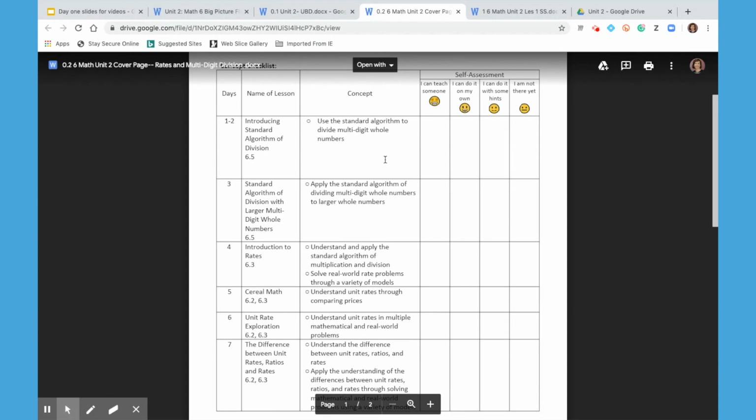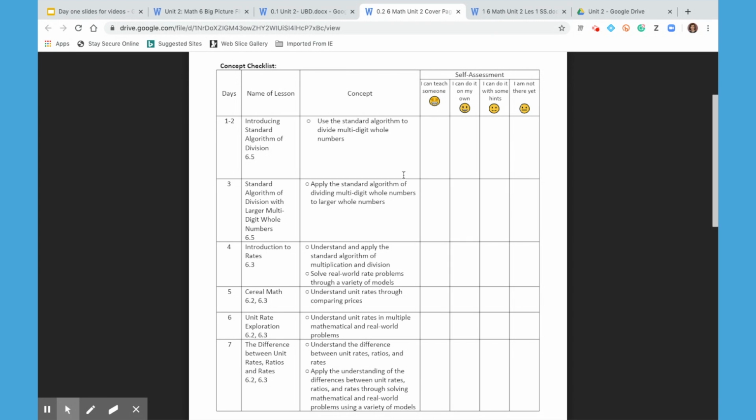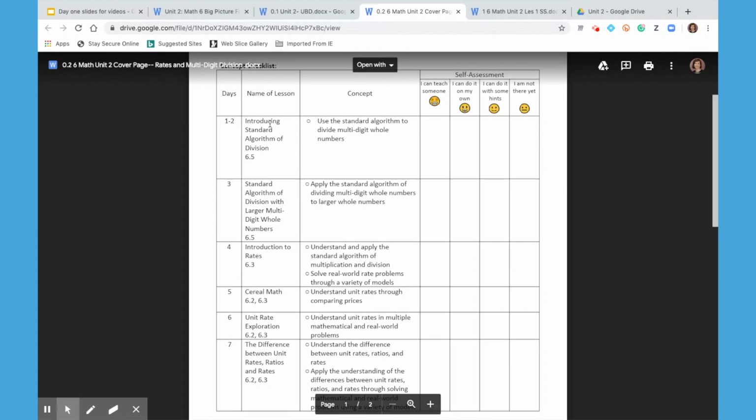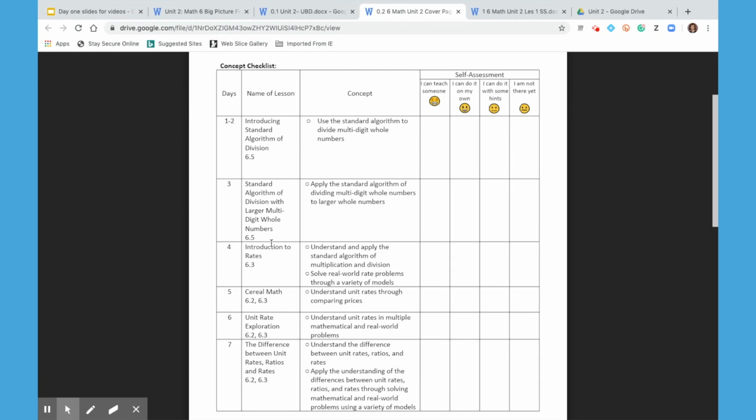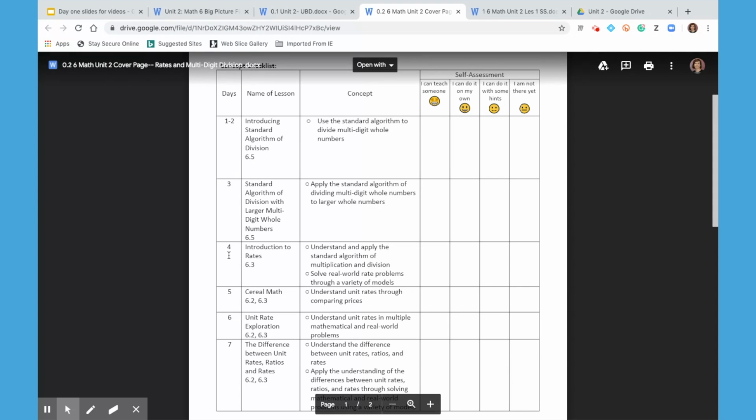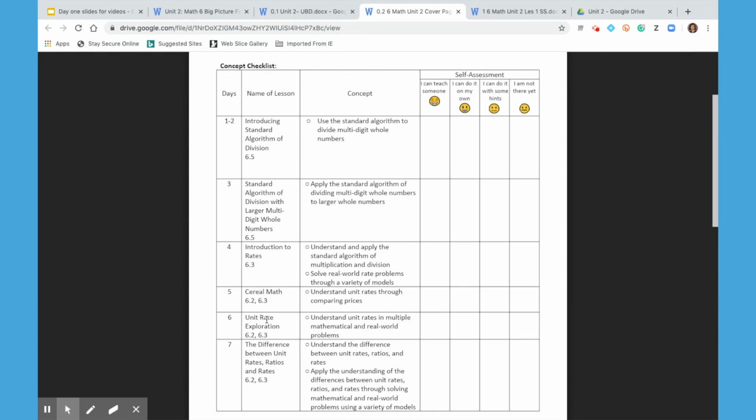Now on to the cover page or simplified scale. We have 2 days of introducing the standard algorithm of division, and then as I go through, you can see that this says day 5, but yet it's lesson 4. That means these are just the days that are located there. That's not the particular lesson number. The 6.2 and 6.3 is the Alabama course of study that serial math has.